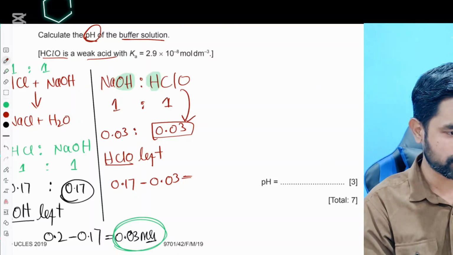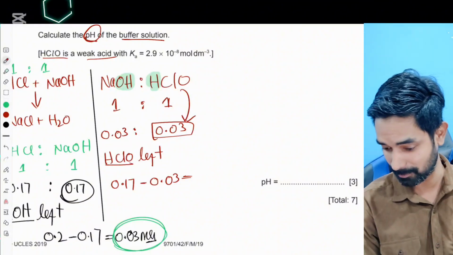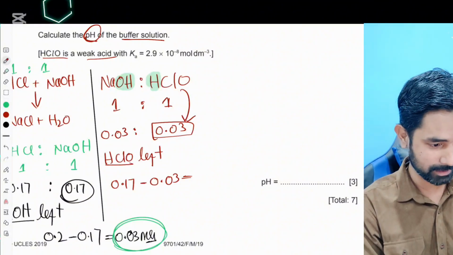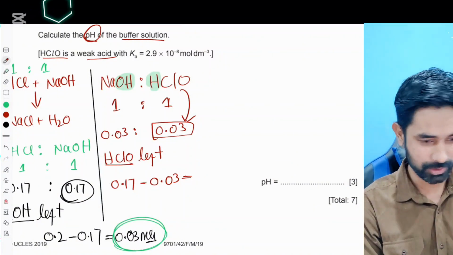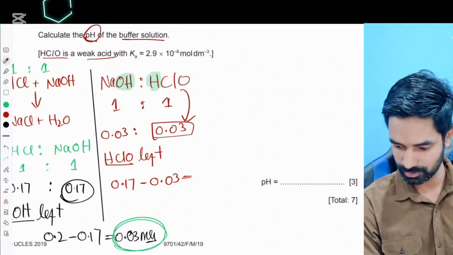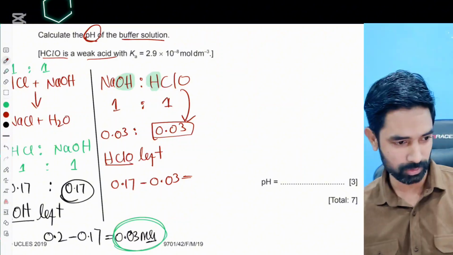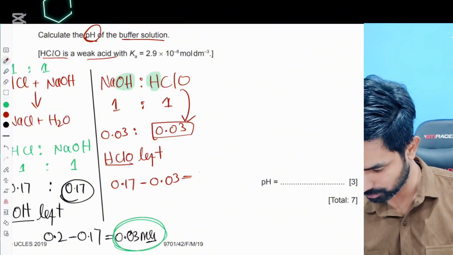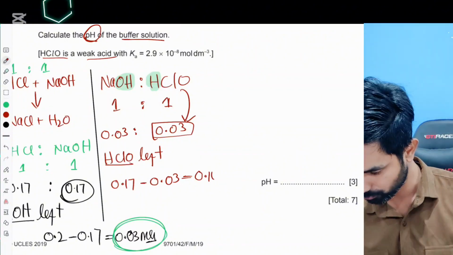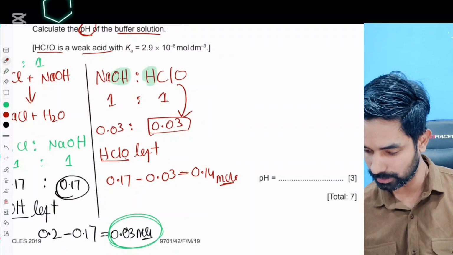So I'm sure आप लोग इसको कर रहे हैं मेरे साथ and you all are getting that what I'm trying to connect. This is actually a trap. So you know इसी तरह के questions होते हैं which can make or can change your grade. और हमने इंशाल्लाह इनको practice करना है. So the moles that we are left of HClO are 0.14 moles. Right? So this many moles of HClO left.